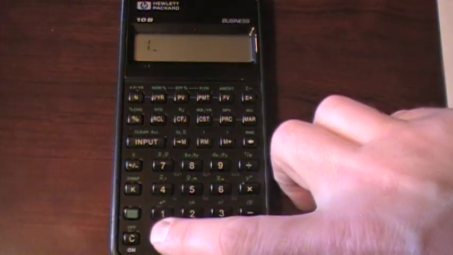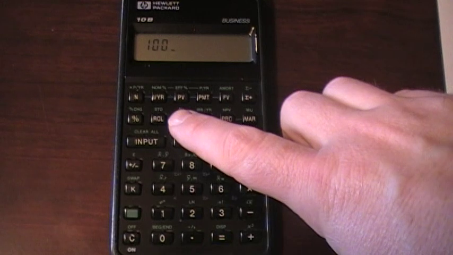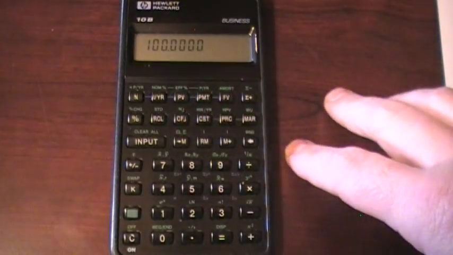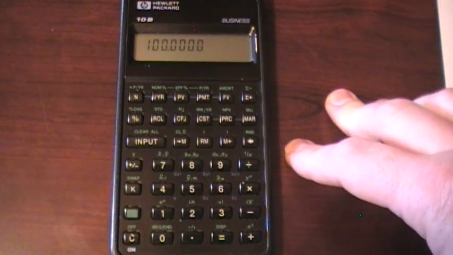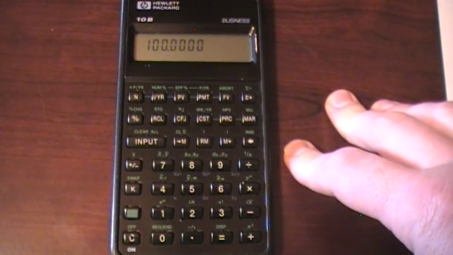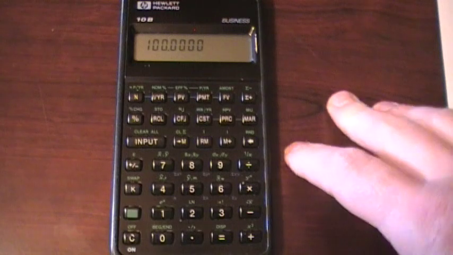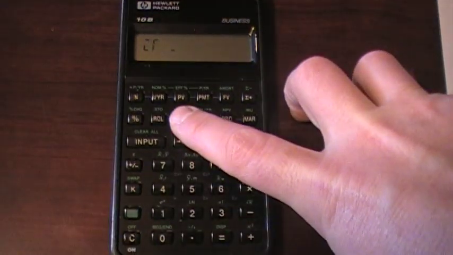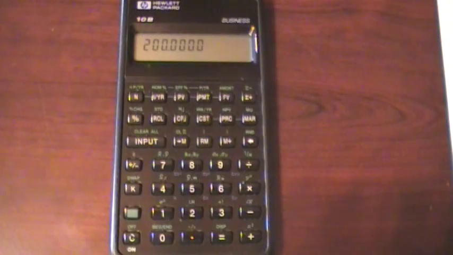So we hit 100 CFJ, and you see the calculator will quickly display CF1. You have to be quick or you'll miss it. But that's our first cash flow. Our second cash flow is 200, so we hit 200 CFJ. Now the 200 happened in both year 2 and year 3.